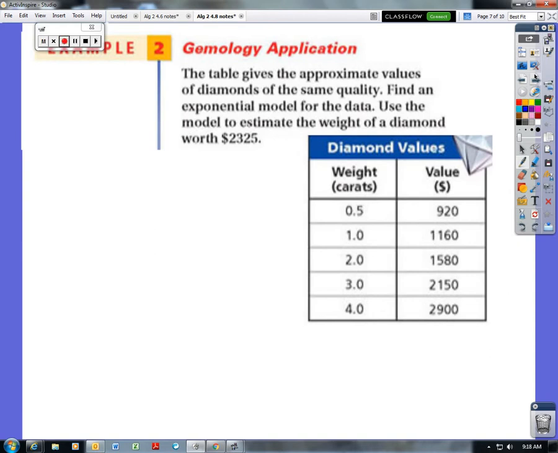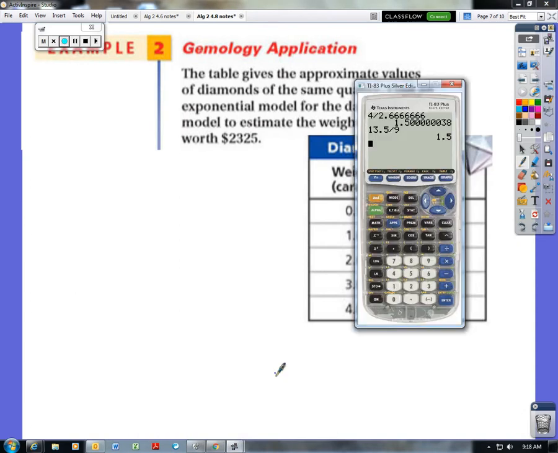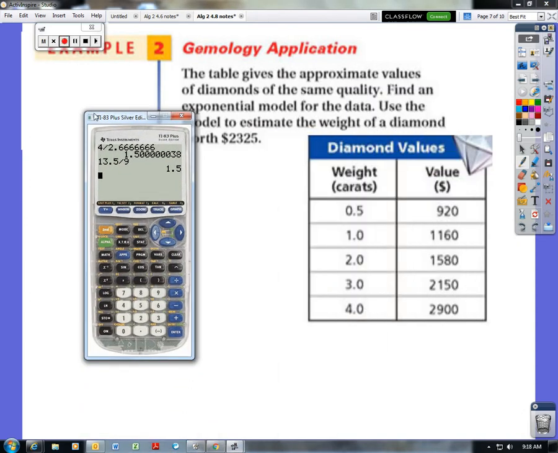So first let's put this in our calculator. Anytime we're doing exponential regressions, we're going to enter this in our calculator here. So we'll put the weight in L1. And remember, if you have to clear these out, you go up to the top and you press clear and you arrow down. But mine are already clear. 1, 2, 3, 4. And then in L2 we've got 920, 1160, 1580, 2150, and 2900.